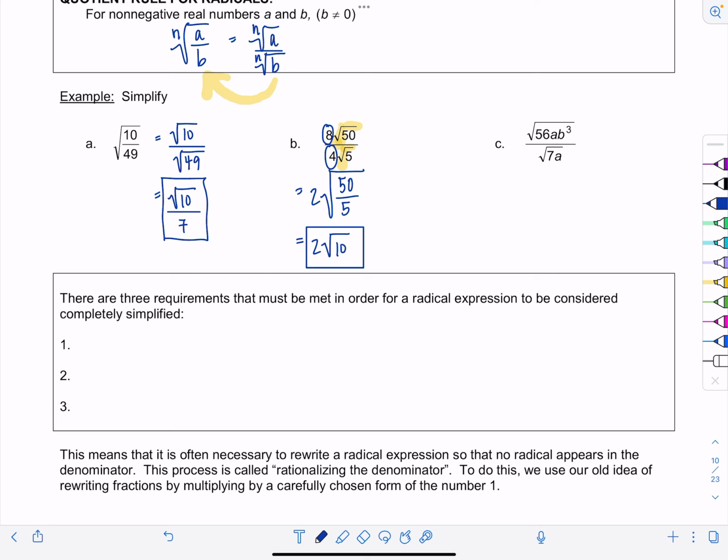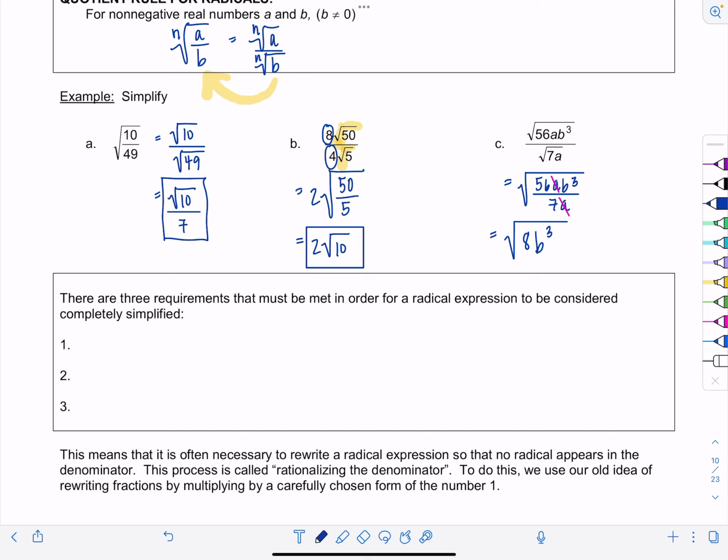C, we have rad 56ab cubed over rad 7a. So notice already we have two radicals, so we should go the other way, put it together, and see if we can simplify. So one big radical, 56ab cubed over 7a. So let's simplify the constants first. 56 divided by 7, we know that's 8. A cancels out, right? See that? Bam, bam. And then we have b cubed.